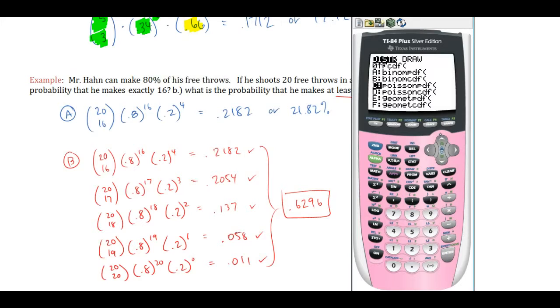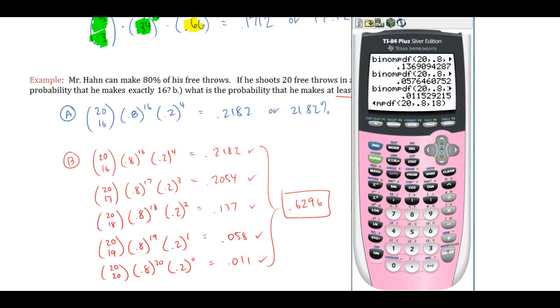There's two. There's a binomial PDF, which means tell me exactly what 16 out of 20 would be, or something like that. And there's binomial CDF, which adds up the first 16 or whatever free throws. Let me show you what I mean. If I want to do 18 free throws, then I would hit binomial PDF. I'd say we have 20 trials. The chance that he makes it is 80%, and I want to know that he made exactly 18 of those.